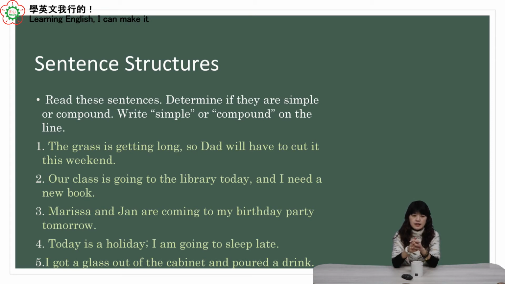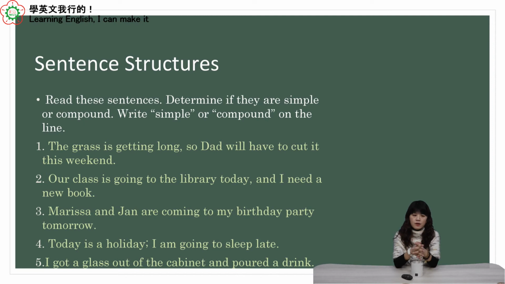The third sentence, Marissa and Jan are coming to my birthday party tomorrow. Here, the subject is actually Marissa and Jan. So even though there are two people here, they are the subject, and there is only one verb, which is are coming. To my birthday party is the object. Tomorrow is the time. So this is a simple sentence.